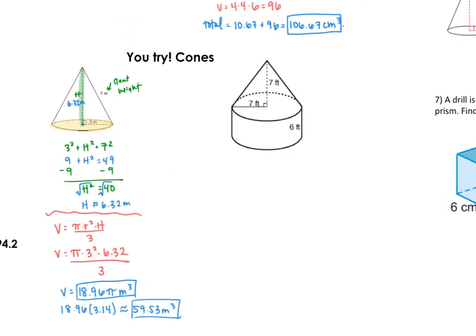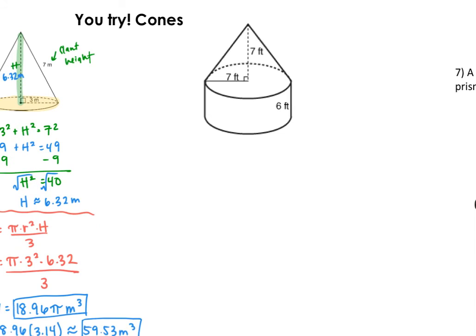Okay, let's look at the second one. So the second one is a composite figure. It's made up of a cone on top and a cylinder on the bottom. So now we can find the volume of both. So I'm going to first look at the cone on top.